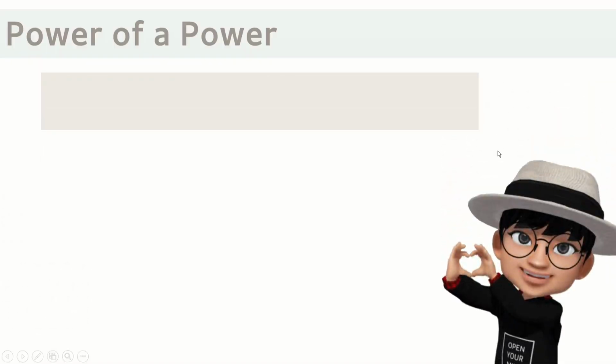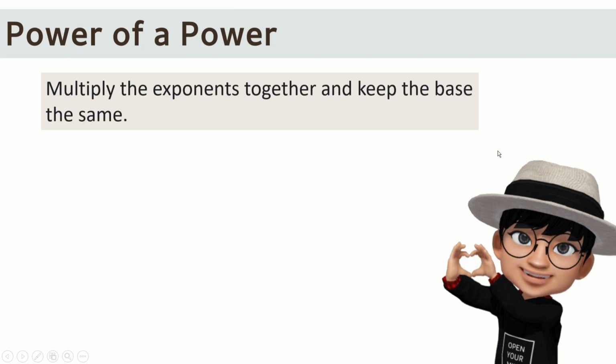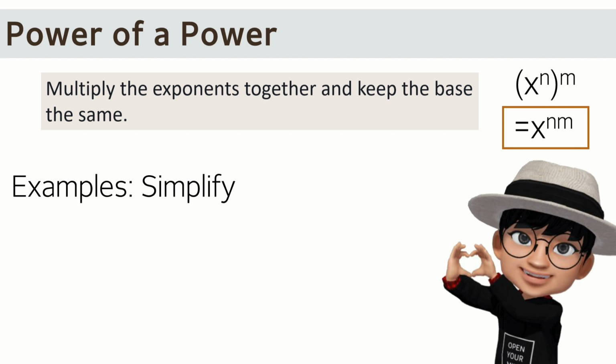The third law of exponents is called power of a power. It states that to raise a power to another power, multiply the exponents together and keep the base the same. For example, we have x raised to n raised to another power m. So what we're going to do is simply multiply the exponents. For example, if we're going to simplify x raised to 2 raised to another power 3, and we have 2 raised to 2 raised to the third power.